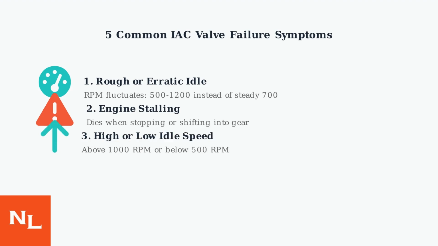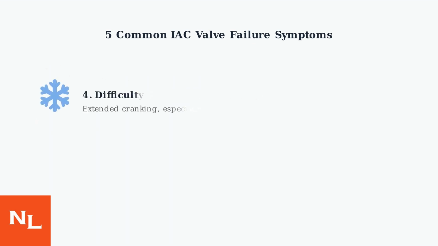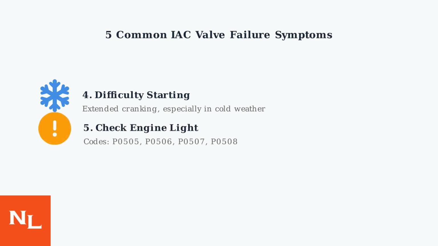Third, abnormally high or low idle speed. The engine may idle above 1000 RPM when it should be around 700, or it may idle too low, below 500 RPM, often leading to stalling. Fourth, difficulty starting, especially during cold weather. You may experience extended cranking time or complete failure to start, as the IAC cannot provide the additional air needed for cold start enrichment. Finally, the check engine light may activate.